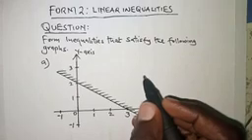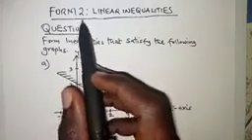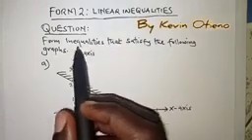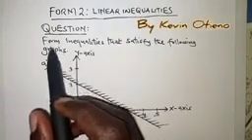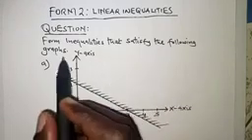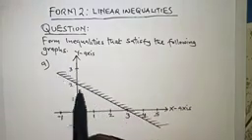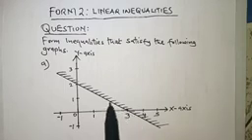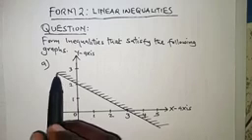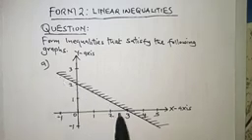Welcome. This is Form 2 Mathematics, and the topic today is linear inequalities. The question we have right here reads, form inequalities that satisfy the following graphs. So the first graph is as shown. Here, the first thing we have to determine is the equation of this line right here.